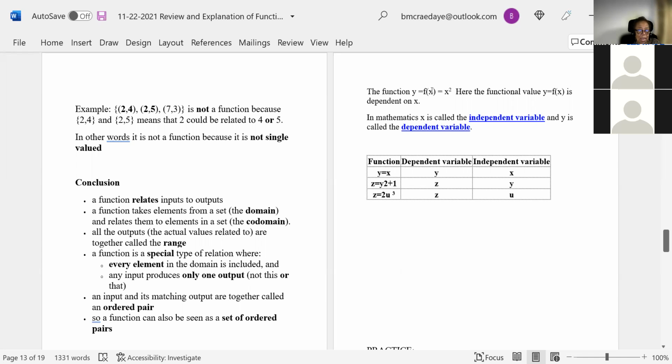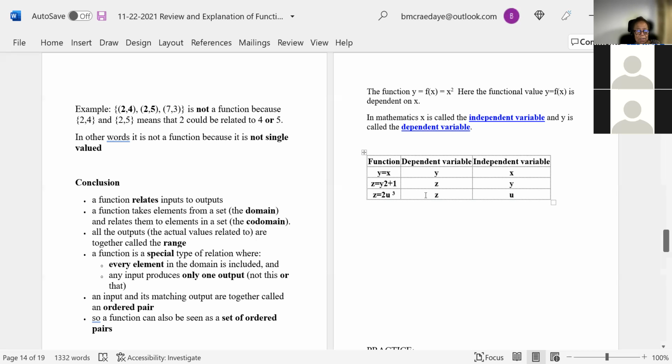y equals f of x. Remember I said we've been using y, but now we're using function notation f of x, and that's equal to the variable squared. So y is f of x, dependent on the value of x, and we can see that in the table. We're just identifying the dependent variable and the independent variable.